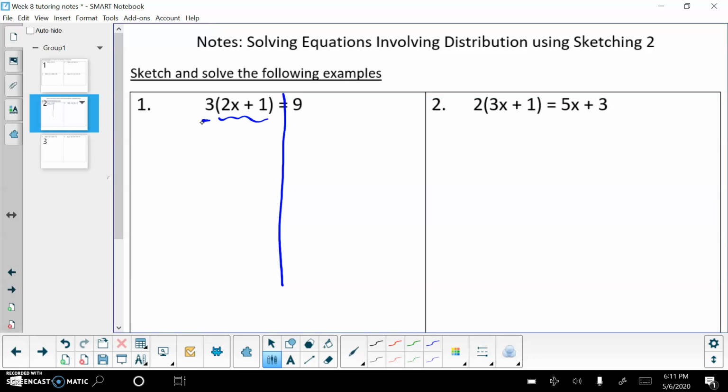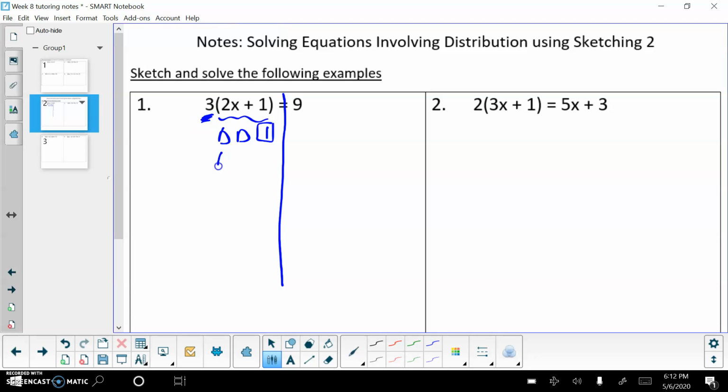So remember, x's are our triangles, so I'm going to do 2 triangles. The 1 is a constant. It's a number without a letter or a variable, and that's just going to be a cube. So I'm going to make it 1 cube. That's one set, 2 x's and a 1. Now I need to do 3 of those sets.